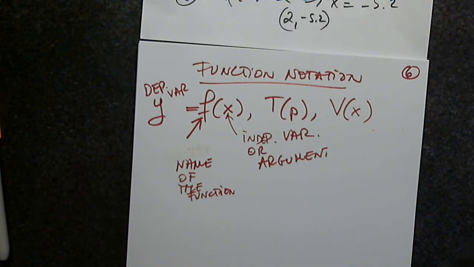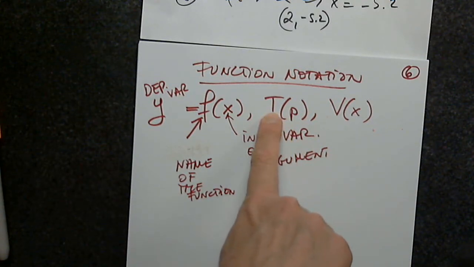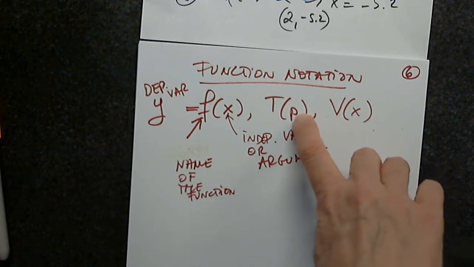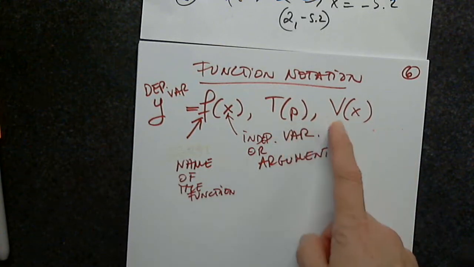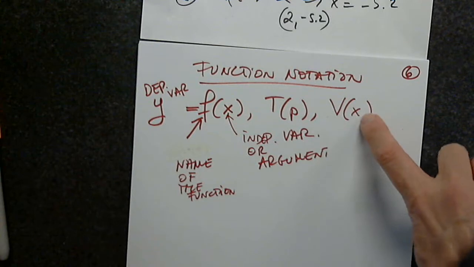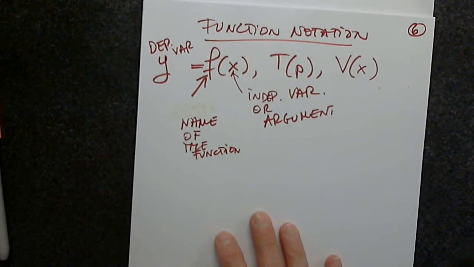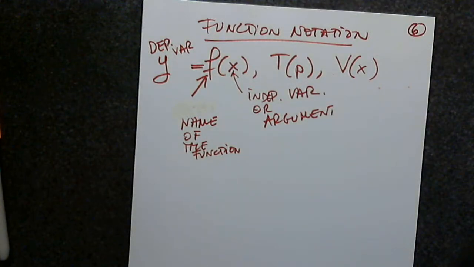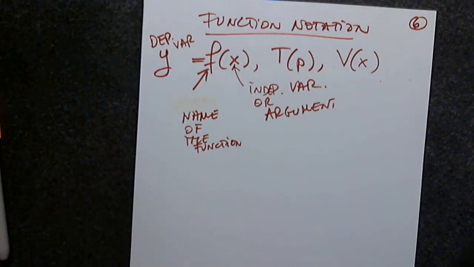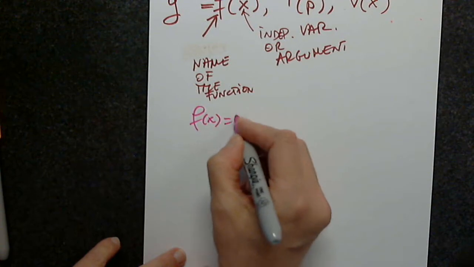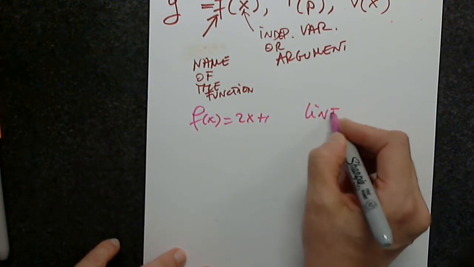Okay, perfect. So the function here is denoted by t, and the argument, the independent variable, is p. This function is called v, and the independent variable is x, and v is the dependent variable. Now please give me any function you can think of. Rational, quadratic, anything. You want 2x plus 1. Perfect. What type of function is that? Awesome. f of x, 2x plus 1, indeed linear.